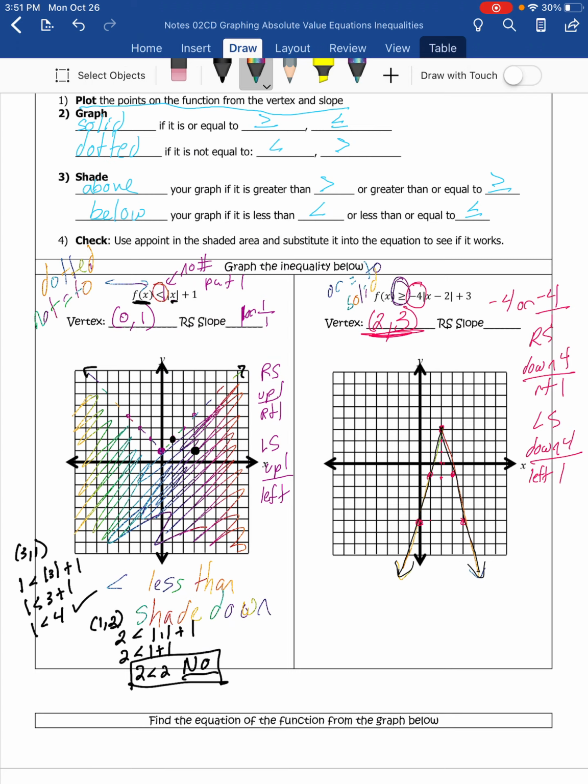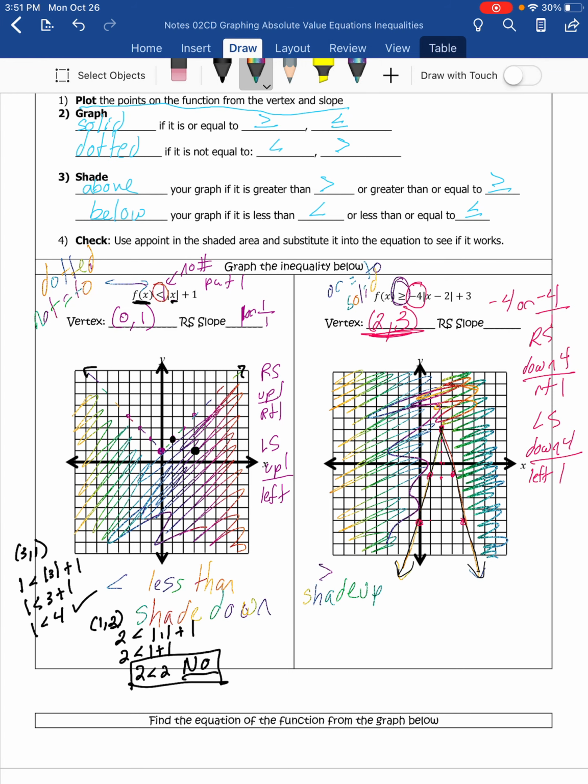Now the other thing is we have to figure out shading. Well, our shading is greater than, so you're going to shade up. And so I'm going to shade all above my graph.